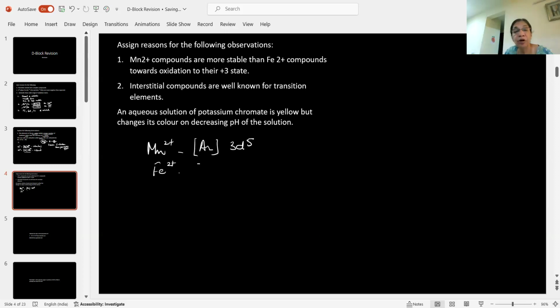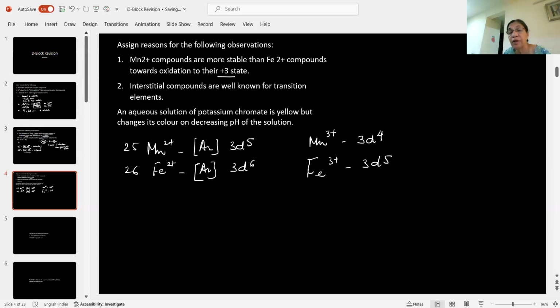And Fe2 plus is what? This is 25 and this is 26. So Fe2 plus is argon and 3d6, right? Now, to go to the +3 oxidation state, it has to lose one more electron. So Mn3 plus will become what? From d5, it will have to become 3d4. And Fe3 plus is 3d5. So from 3d6 it is going to 3d5, and from 3d5 it is going to 3d4.